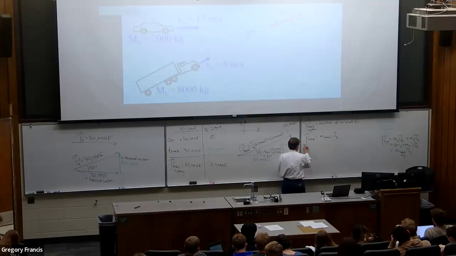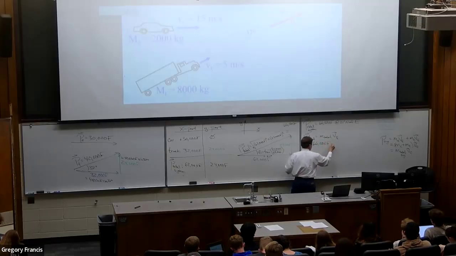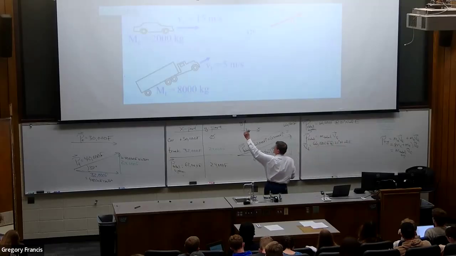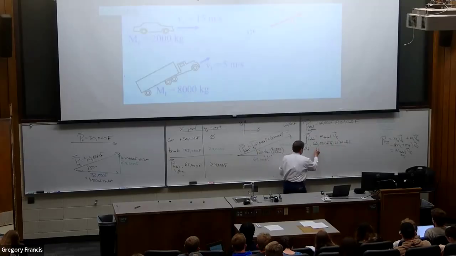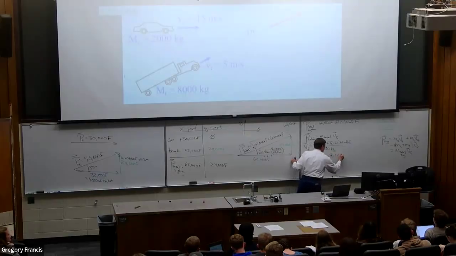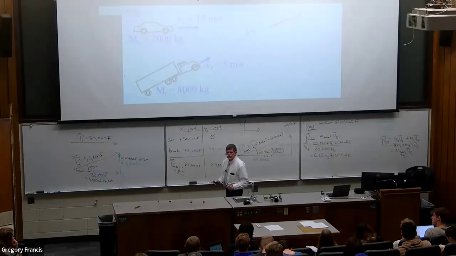So I say V final is equal to 66,500 franci at 21 degrees north of east, divided by the total mass. I've got 2,000 plus 8,000, that's 10,000 kilograms. And that's going to give me a final velocity right after the collision of 6.65 meters per second at 21 degrees north of east. Okay?